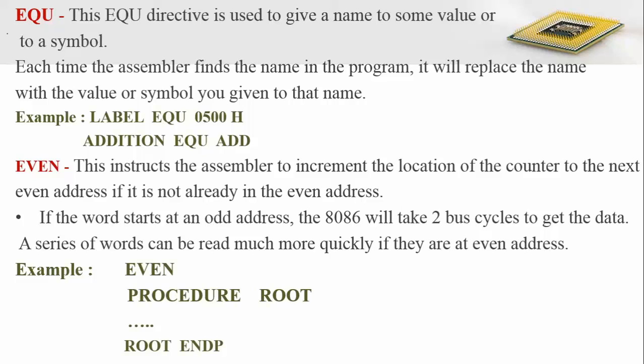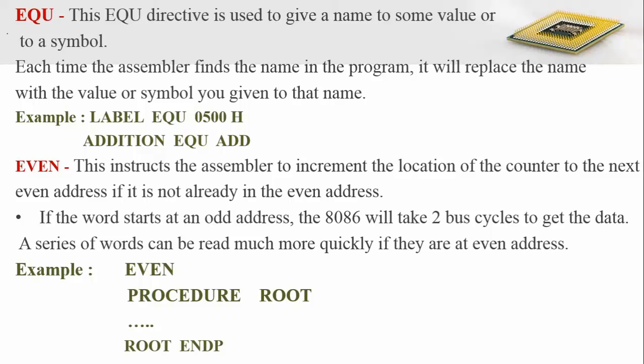Next is another assembler directive, that is EVEN. This instructs the assembler to increment the location counter to the next even address if it is not already at an even address. So this EVEN is an assembler directive which instructs the assembler to change the current location of the instruction pointer, or location pointer, to point to the next nearest even address location. If it is not at an even address location, then the location pointer is incremented to point to the next even address location.